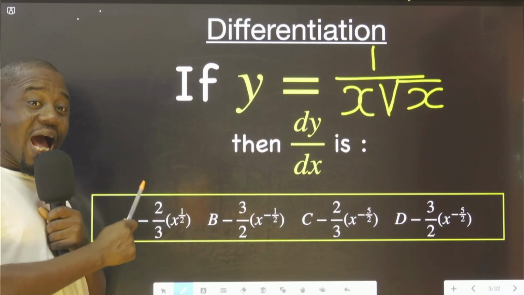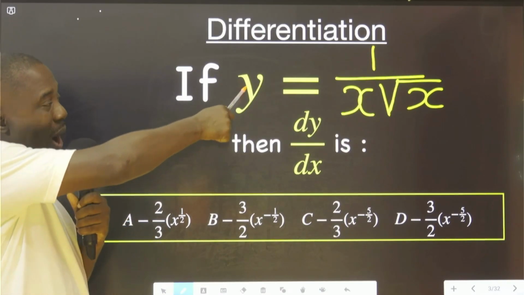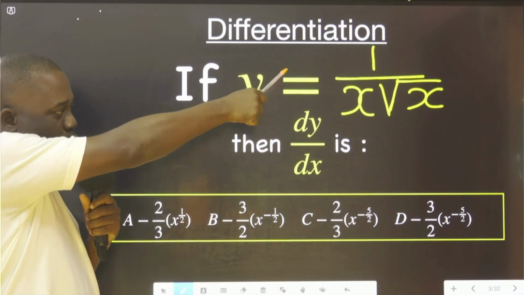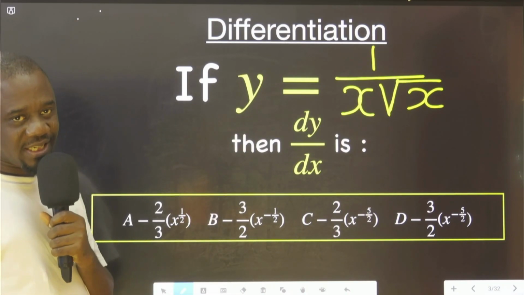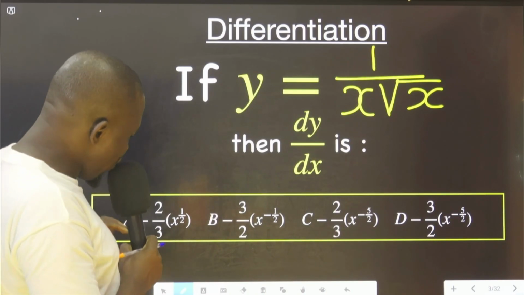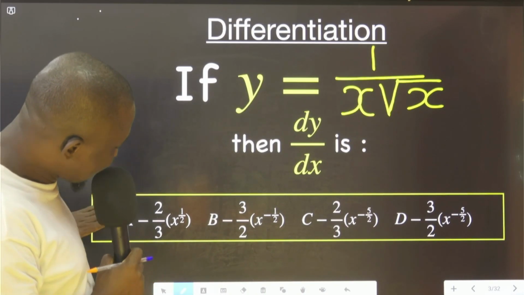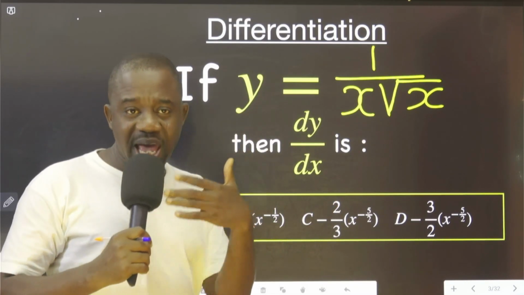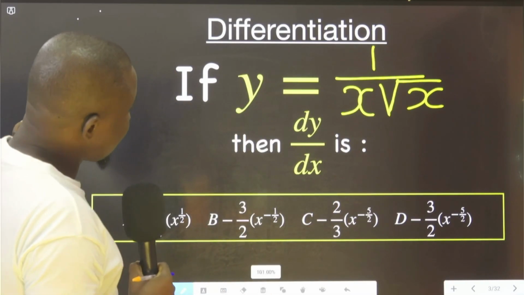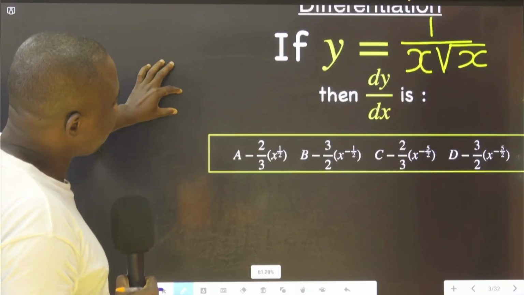Let's look at this. We are asked to find the dy/dx of y equals 1 over s square root of x. Okay? Let's work on this. These are the options. You can pause the video, work on it, then we compare our results. Now, I'm going to push this to the side.